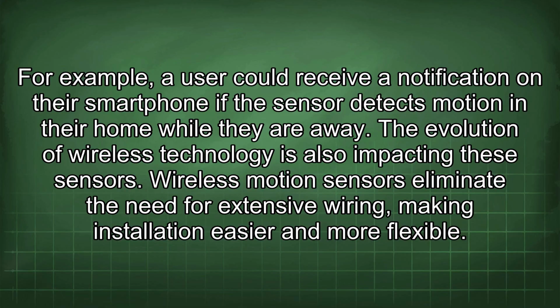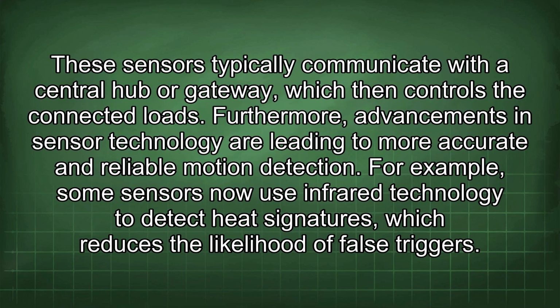Wireless motion sensors eliminate the need for extensive wiring, making installation easier and more flexible. These sensors typically communicate with a central hub or gateway, which then controls the connected loads. Furthermore, advancements in sensor technology are leading to more accurate and reliable motion detection. For example, some sensors now use infrared technology to detect heat signatures, which reduces the likelihood of false triggers.